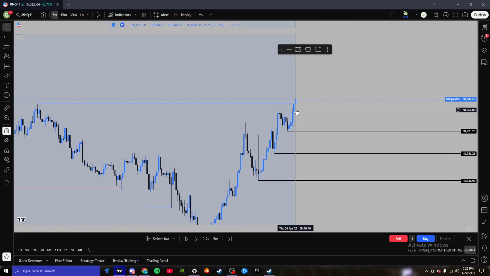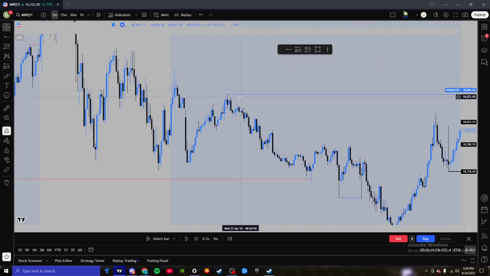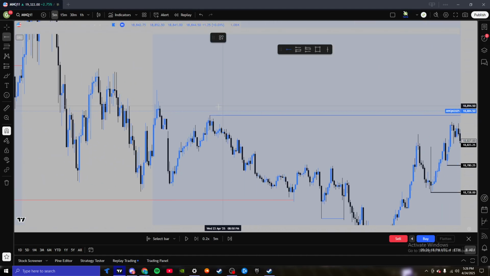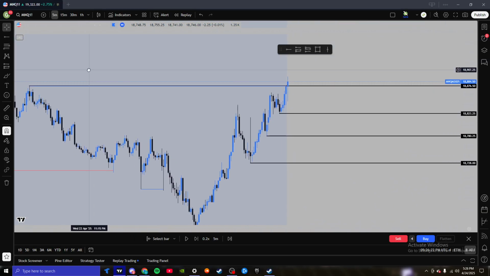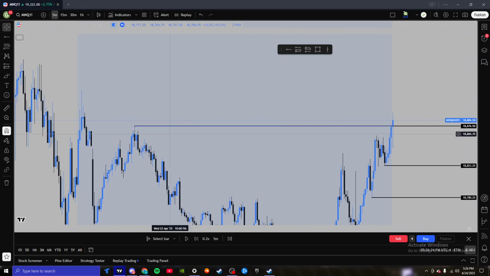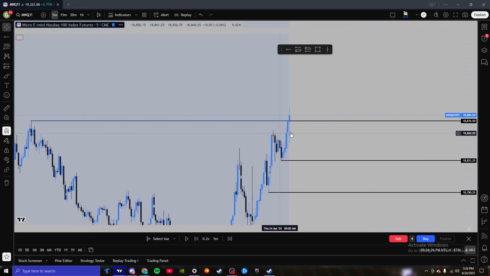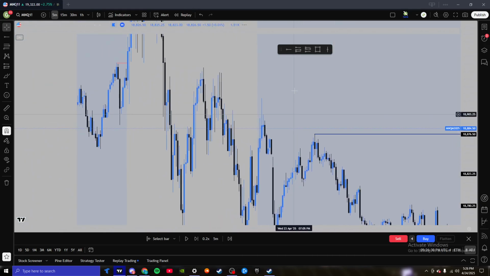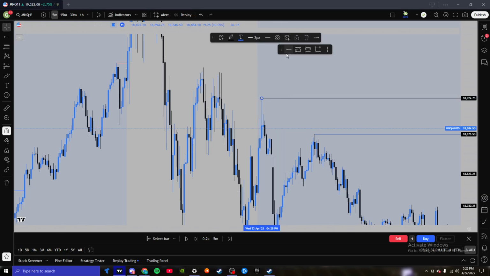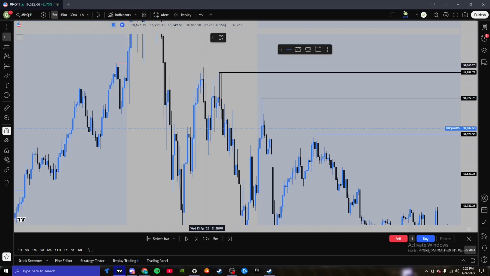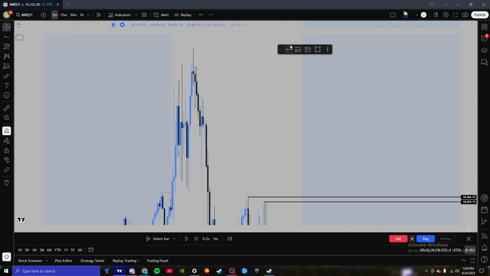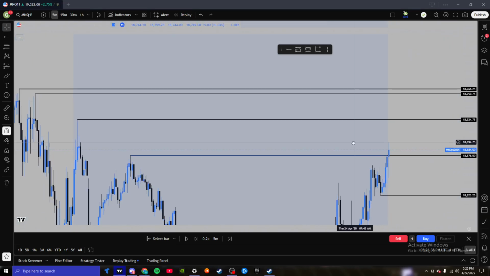So moving on over to previous areas of liquidity, we have this Asian high from last night over here. Now this is a pretty strong level, so I was keeping my eye out for a reversal straight off market open, but it did not happen. Go ahead and mark these levels out. Alright, there we go.